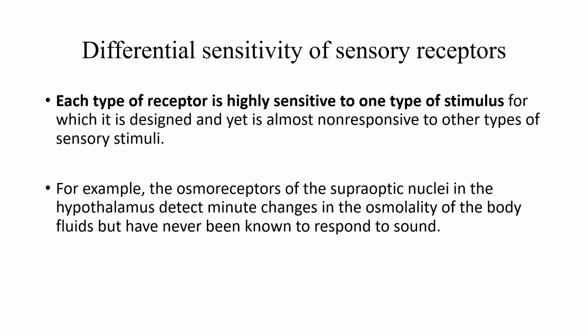So the term differential sensitivity of sensory receptors reflects that each type of sensory receptor is specific or highly sensitive to a certain type of stimulus. For example, osmoreceptors cannot detect changes in sound or light, because they are designed to detect the changes in osmolality of the body fluids, not the sound waves.